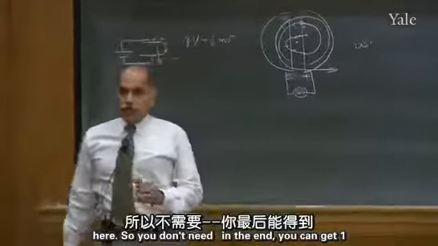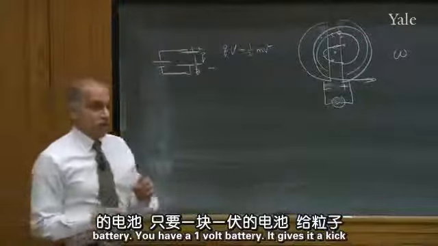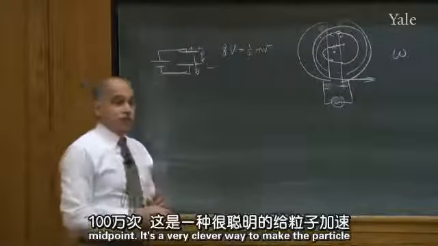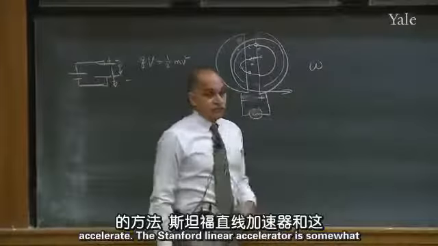So in the end, you can get 1,000,000 volts, but you don't have a 1,000,000-volt battery. You have a 1-volt battery. It gives the particle a kick 1,000,000 times, 1,000,000 times you cross the midpoint. So it's a very clever way to make the particle accelerate.